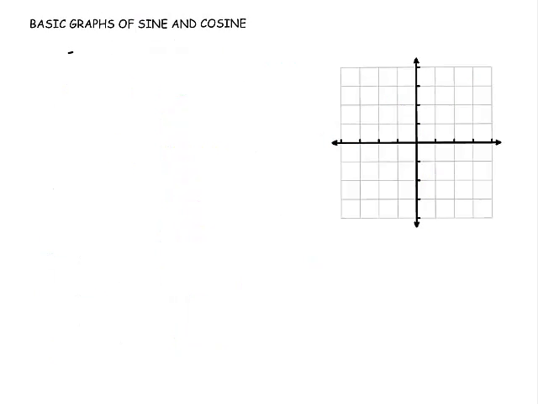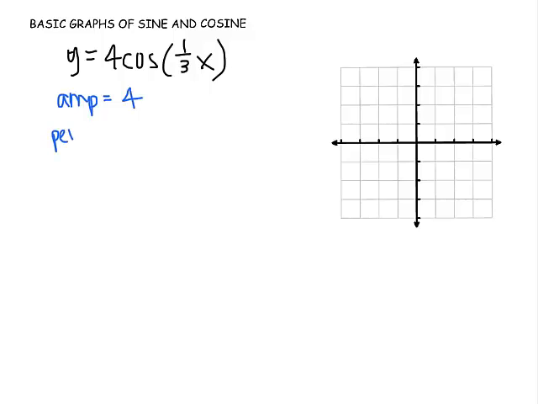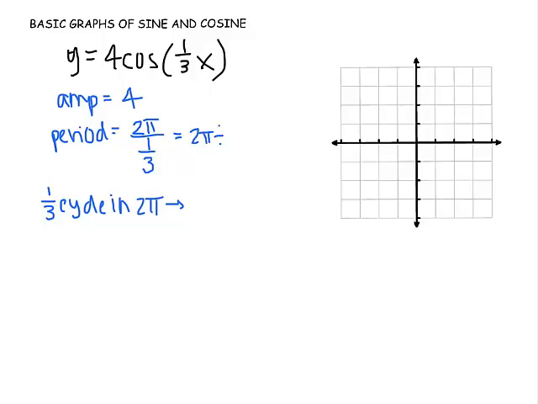So here, we're going to graph y equals 4 cosine of 1/3 x. Same rules apply for my a and b value. So our amplitude is going to be 4. And our period, that 1/3 is going to tell me that I'm going to see 1/3 of a cycle in 2 pi. Now, if I'm going to see 1/3 of a cycle in 2 pi, then my period should be much bigger than 2 pi. So what is 2 pi divided by 1/3? Well, that's the same as multiplying by the reciprocal, so that's 2 pi times 3. So my period in this case is going to be 6 pi.